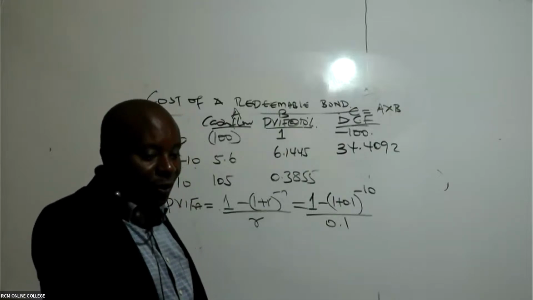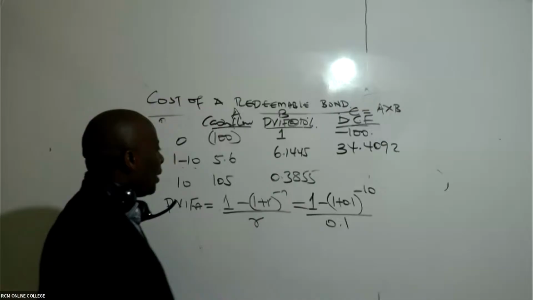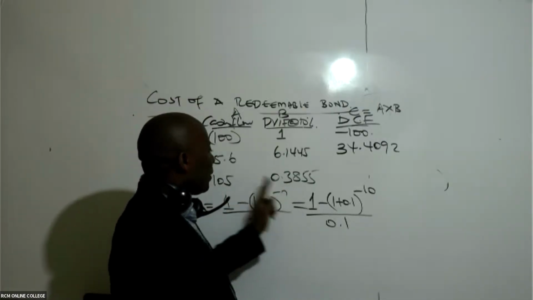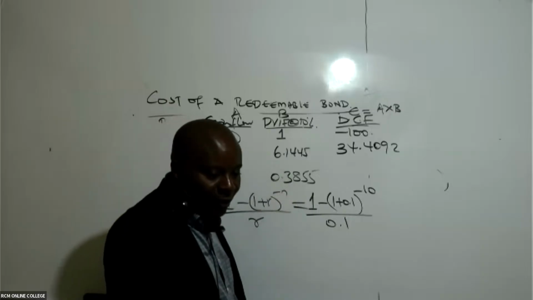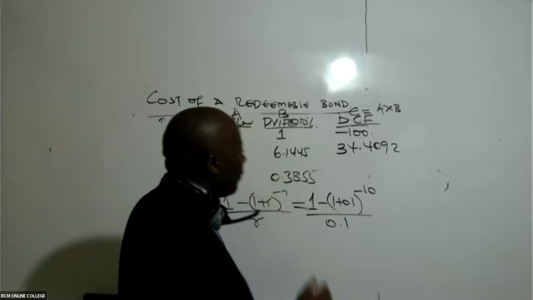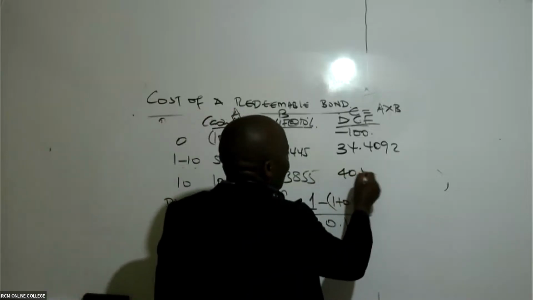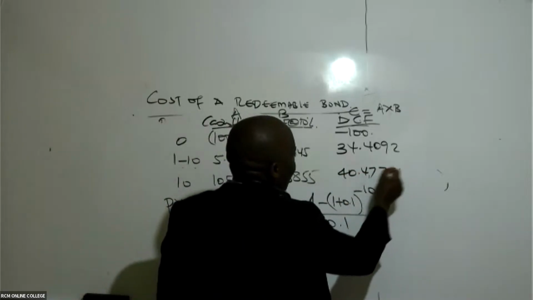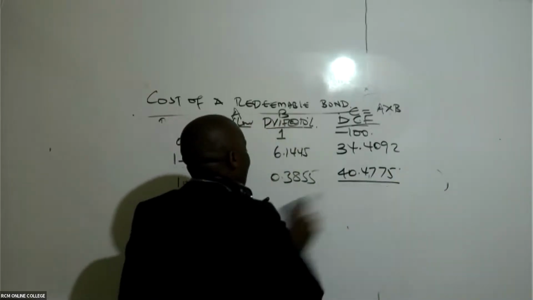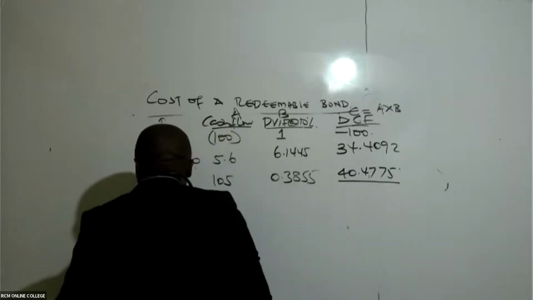All right, I like it when I see many answers. I'm normally happy. So then what is 105 times 0.3855? What do we have here, somebody? 40.4775. Then come and add for us, it will give me NPV.